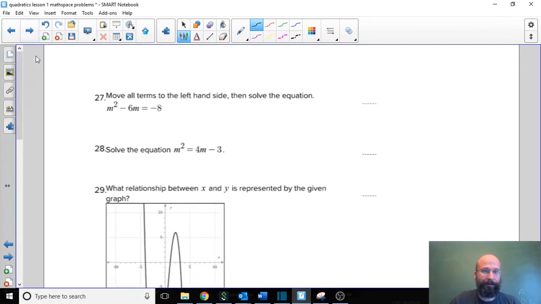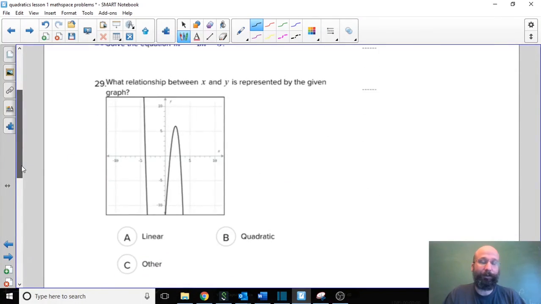All right, we're almost done. So you're solving this one, so you can put it in Desmos and look for the roots. But remember, this is an m, so when you put it in Desmos, you're going to change them to x. Same thing with this one, number 28.